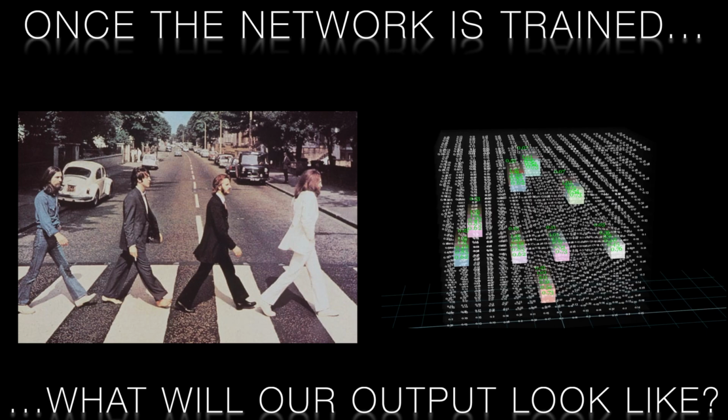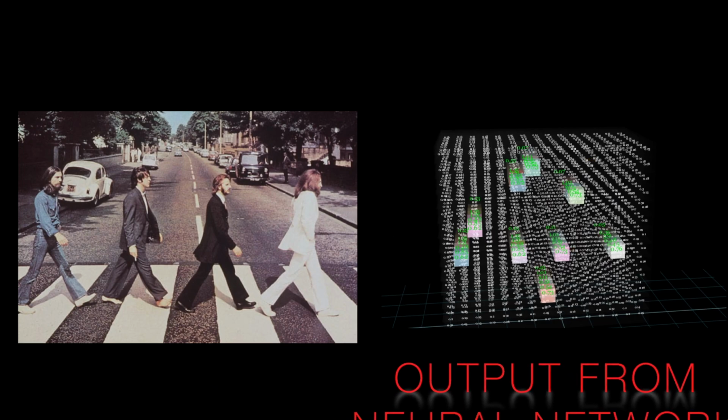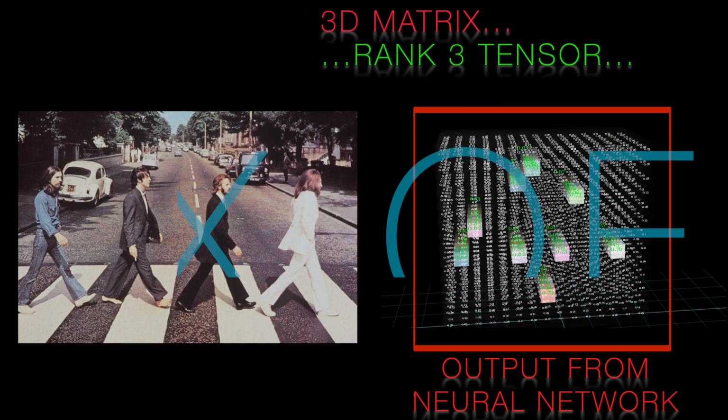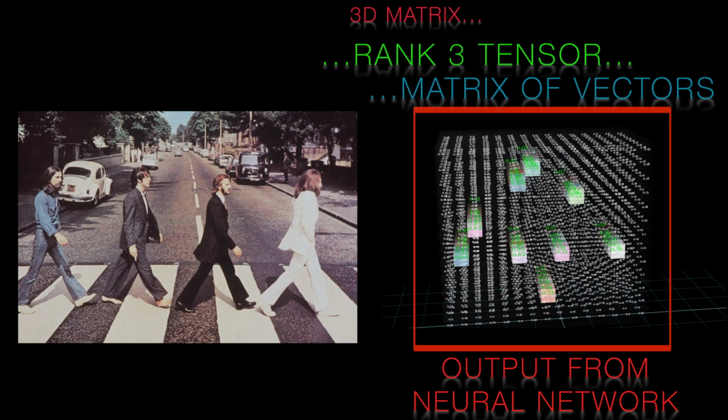You can see that this picks out George, Paul, Ringo and John as people. It identifies the crossing and 4 of the cars, the VW Beetle, the taxi and the car driving on the road in the background. There are many ways to describe this output: a 3-dimensional matrix, a rank 3 tensor, a matrix of vectors. They all mean the same thing.